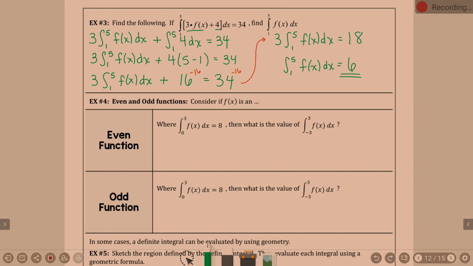Okay, I feel like this is kind of a sidebar. It's important, but yet kind of thrown in weirdly, but it is true. Where the integral from 0 to 3 of f of x dx is equal to 8, then what is the value of the integral from -3 to 3 of f of x dx? And in this first case, we're going to talk about if it is an even function. Now, in order to have this whole discussion, we have to remember, what is an even function?